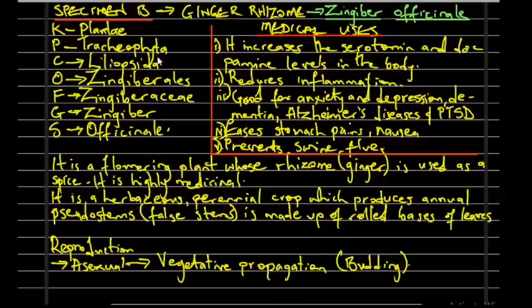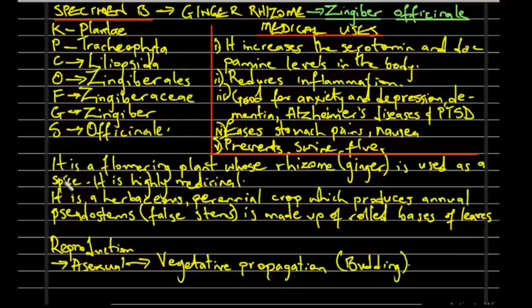So we'll move to the next species now, which is specimen B, the ginger rhizome, and the scientific name is Zingiber officinale. Looking at its classification, it starts from the kingdom Plantae. Also it is a Tracheophyta, and the class it belongs to is Liliopsida. The order is Zingiberales, and the family is Zingiberaceae. The genus is Zingiber, and the species is officinale.